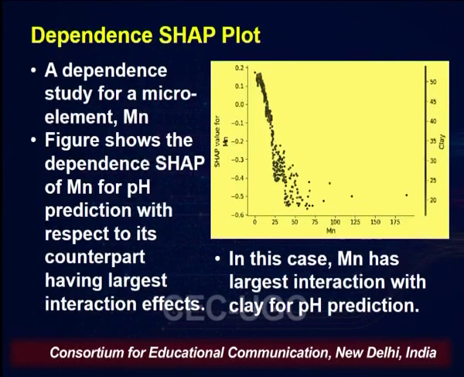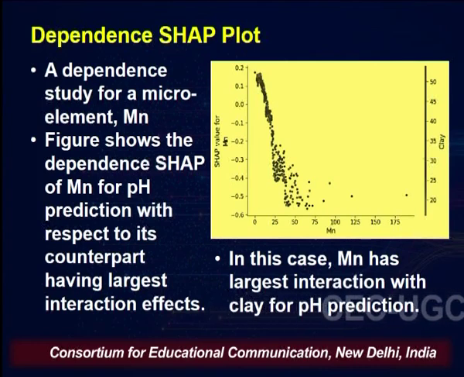Next one is the dependence plot. There are different ways in which dependence plots can be seen. You can also see, for a particular feature, the one giving you the largest interaction. So in this case of the dependence plot, the figure is showing the dependence SHAP of Mn for pH prediction, especially with respect to its counterpart that is having the largest interaction.